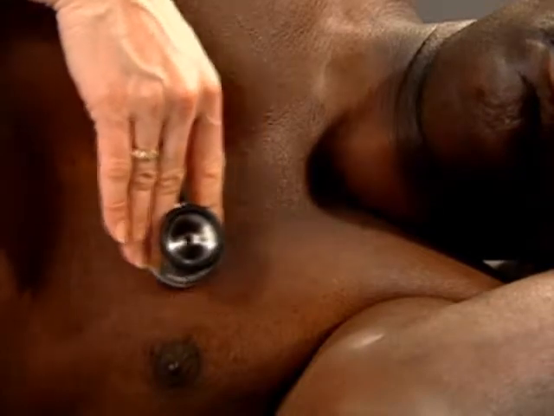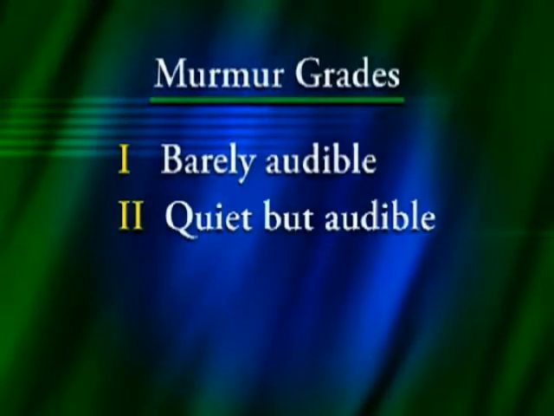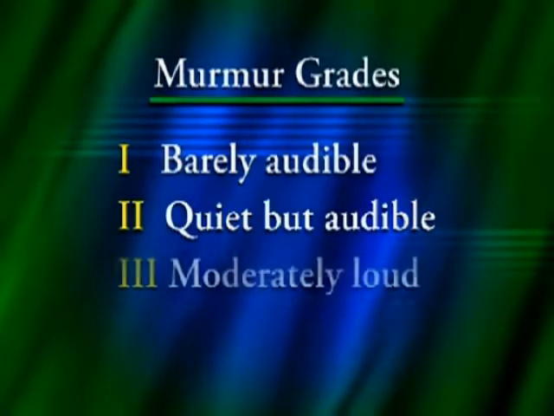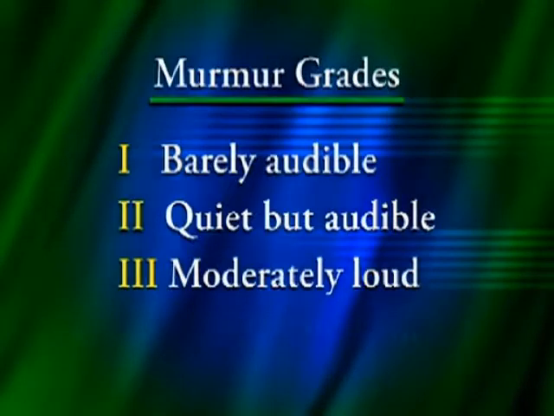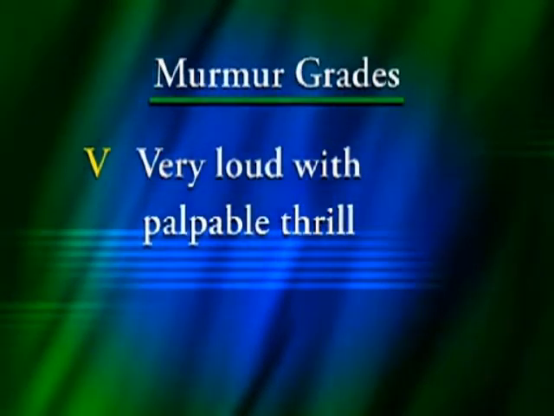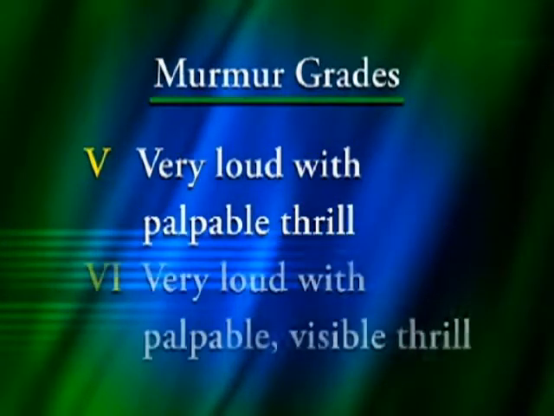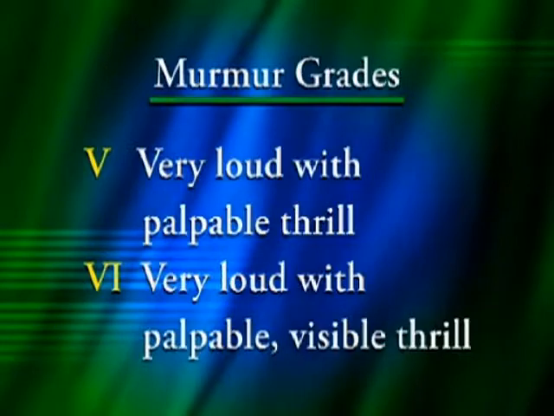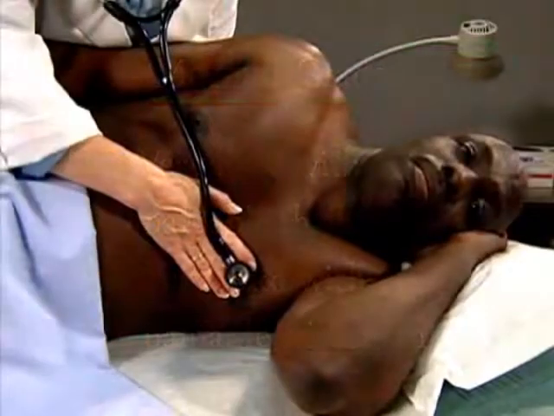And rate its intensity. A grade 1 murmur is barely audible. Grade 2 is quiet but clearly audible. Grade 3 is moderately loud. Grade 4 is loud and associated with a thrill. Grade 5 is very loud with an easily palpable thrill. Grade 6 is very loud with a palpable and visible thrill.